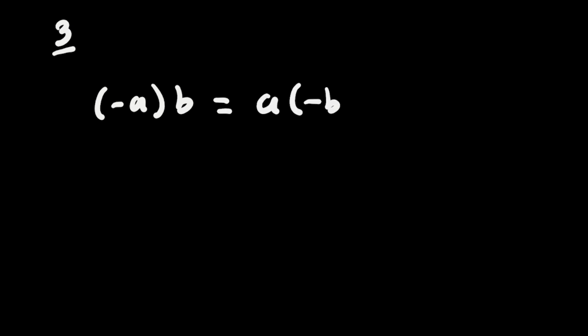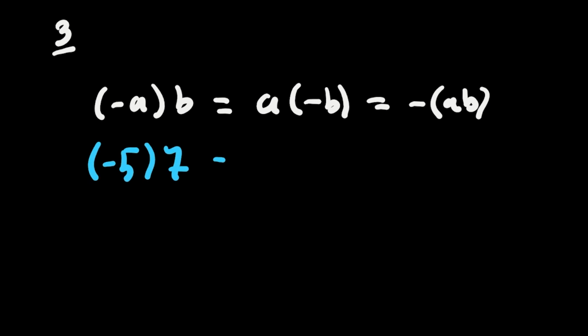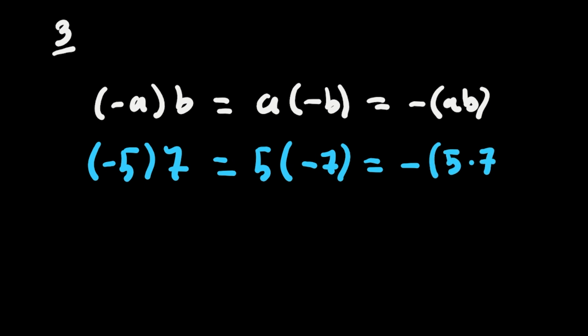The other property says minus a times b equals a times minus b, and that equals minus ab. So let's see an example of this property. Just look here that a and b are two numbers that are multiplied by each other. So we can just take the negative out and put the two numbers inside the brackets. So we have 5 times minus 7, which is the same as minus 5 times 7. You can notice here all the answers will be minus 35.